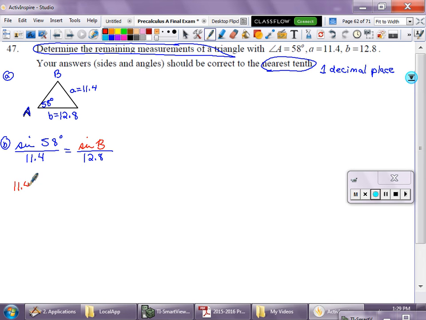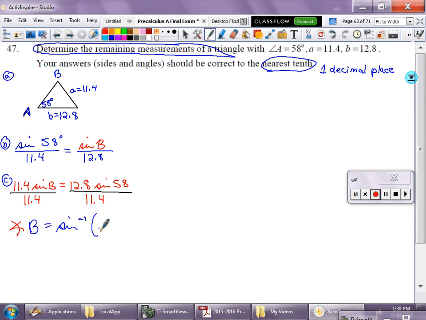Okay, constant becomes your coefficient and you're cross multiplying. Equals, constant becomes the coefficient. Undo multiplication with division. And this is 11.4. And angle B, we're going to go right here to angle B. So this is C. Angle B is equal to sine inverse of everything that's here.